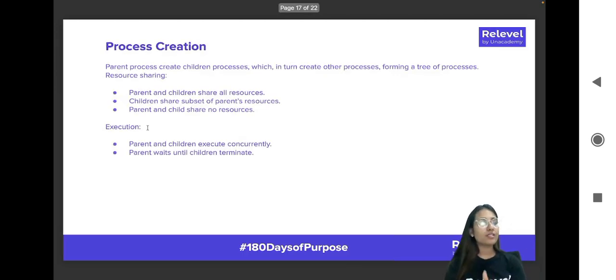We create a process using a fork system call. We have a parent process, and we can create a lot of child processes, forming a tree-like structure. We can share all the resources between parent and child, some resources, or no resources at all. In terms of execution, we have two options: either both execute in parallel, or the parent waits for the child to execute first and then continues its execution after that.